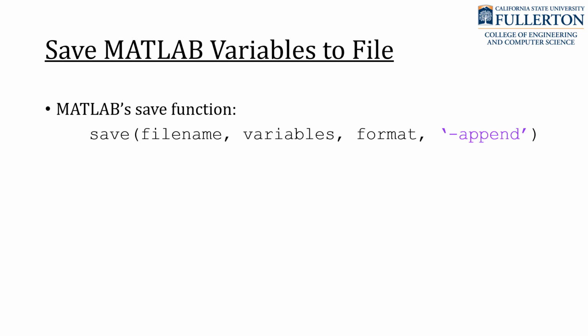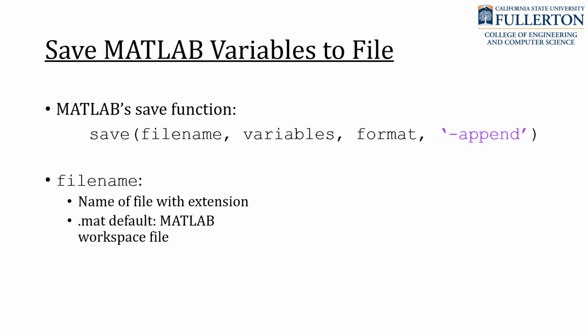We use MATLAB's save function for this, which has a few different inputs. The essential one is the file name. You want to specify what file you want to save your information into with the appropriate extension. By default, MATLAB assumes you want a .mat or a mat file. This is a MATLAB binary file that contains all the information the variables had in the workspace, their names and numerical values, exactly how they were in the workspace.